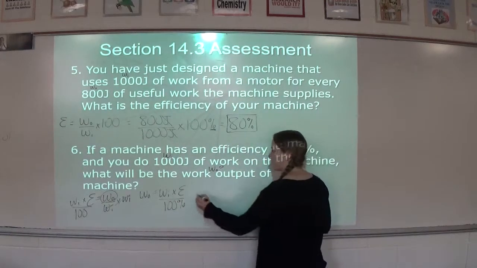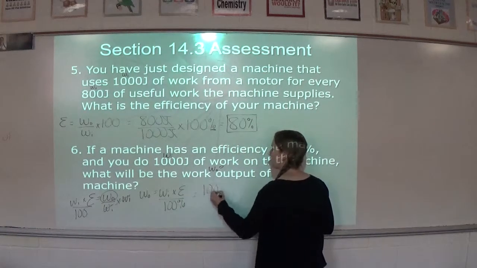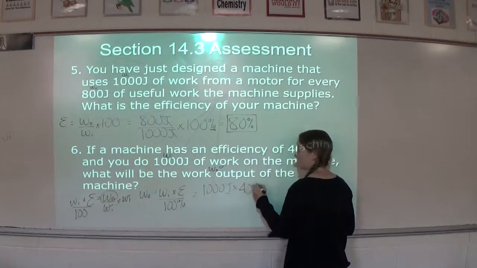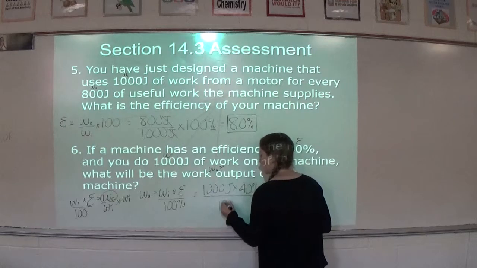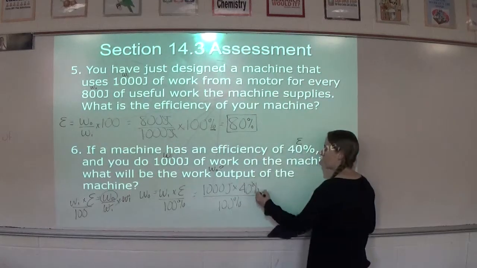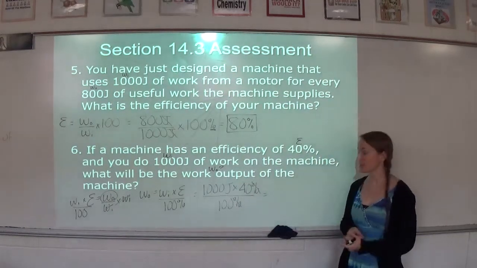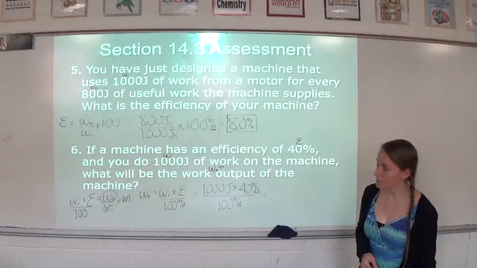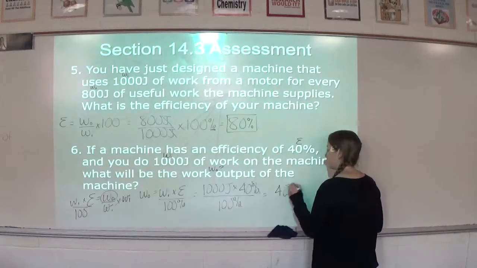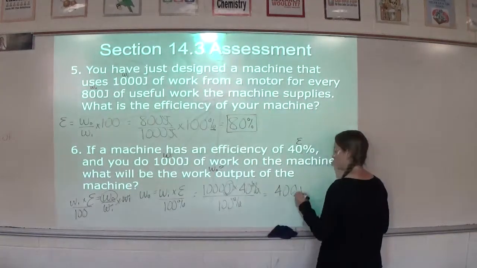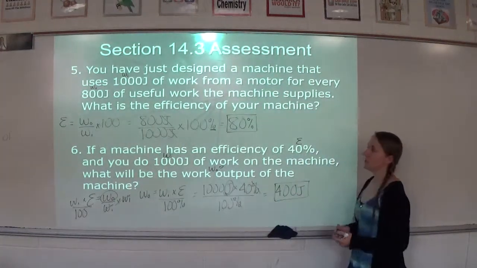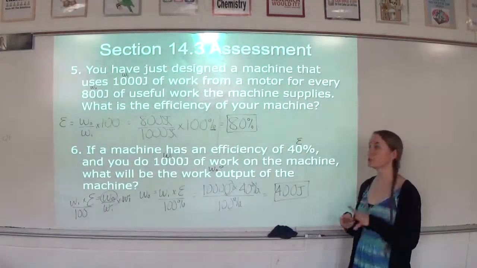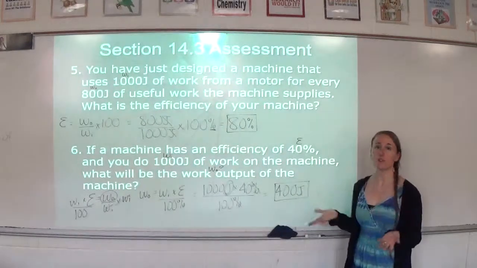All right, so then I just plug in. We have work input of 1,000 joules. We have an efficiency of 40%, which is not very good, over our 100%. If you look, our percentages cancel, the 40% and the 100%. So we do 1,000 times 40 divided by 100, which is 400. The unit that we're left with is joules. Even though mechanical advantage doesn't have units, your work, your force, your distance, efficiency, those all do have units.